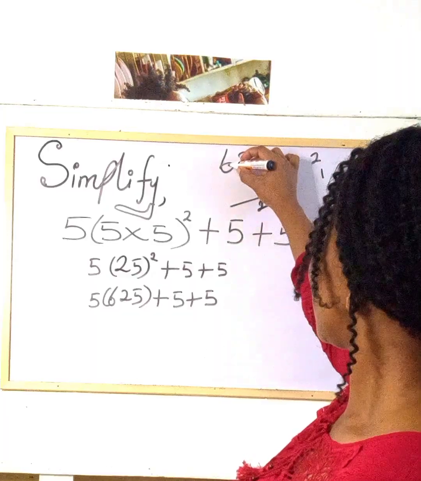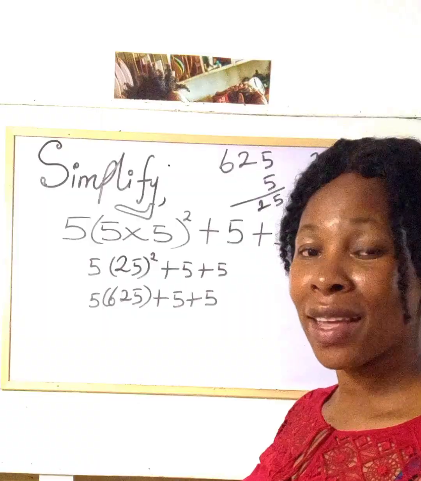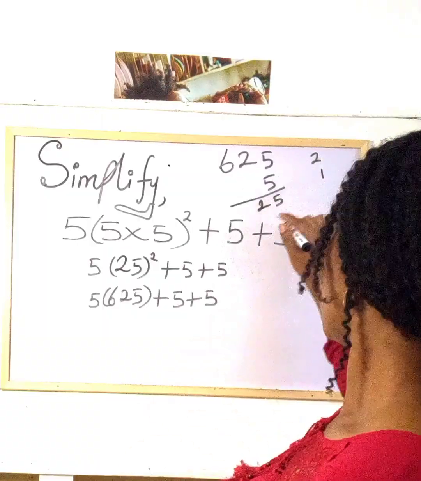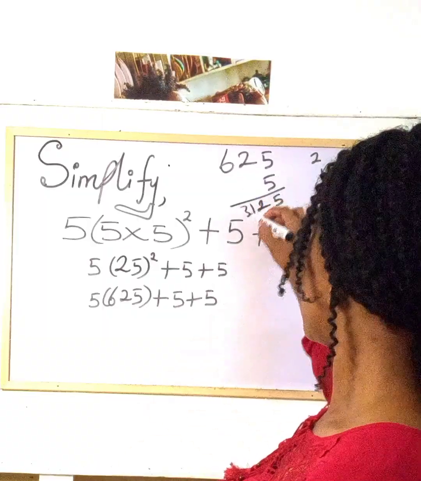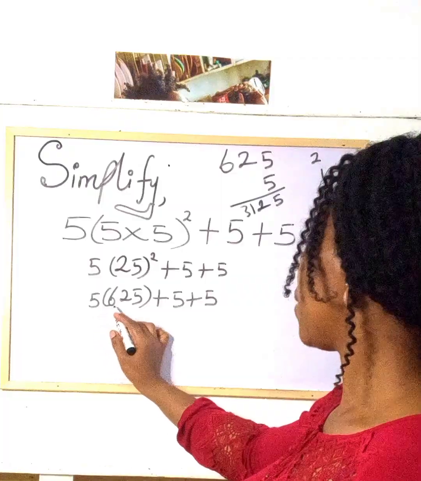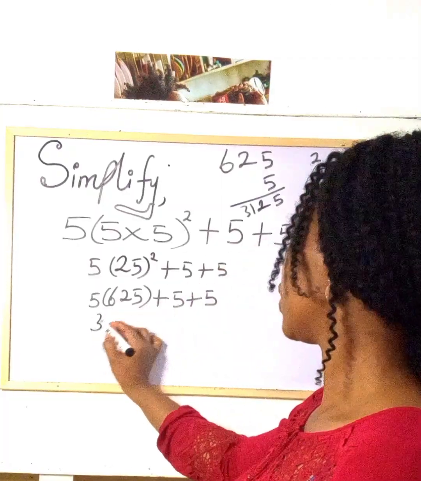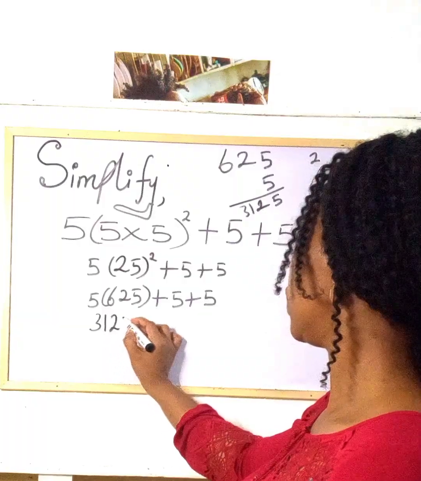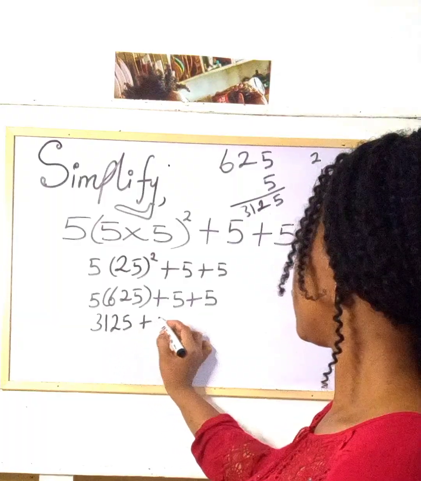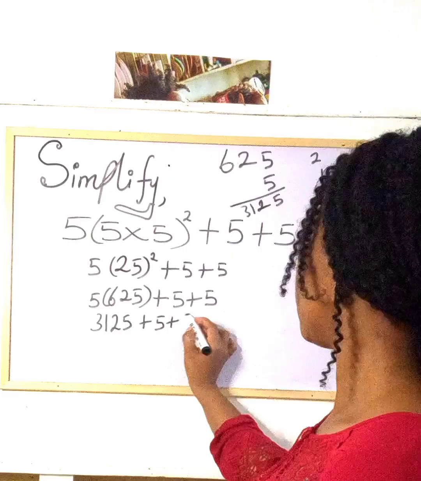5 times 6 is what? 30. Plus 1, 31. So 5 multiplied by 625 will give you what? 3,125 plus 5 plus 5.